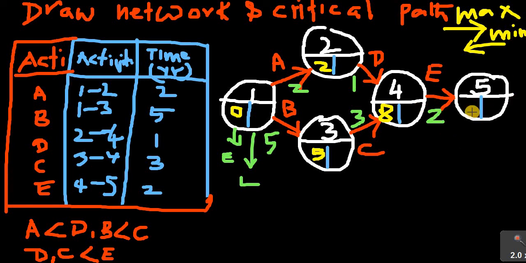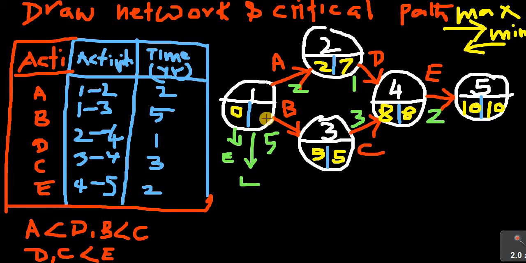Now look at this. Only one arrow, no problem. 8 plus 2 is 10 will come here. Okay, 10. So this earliest time becomes the latest time, so 10 here. 10 minus 2 is 8. Here only one arrow is coming. 8 minus 3 is 5. Here 8 minus 1 is 7.